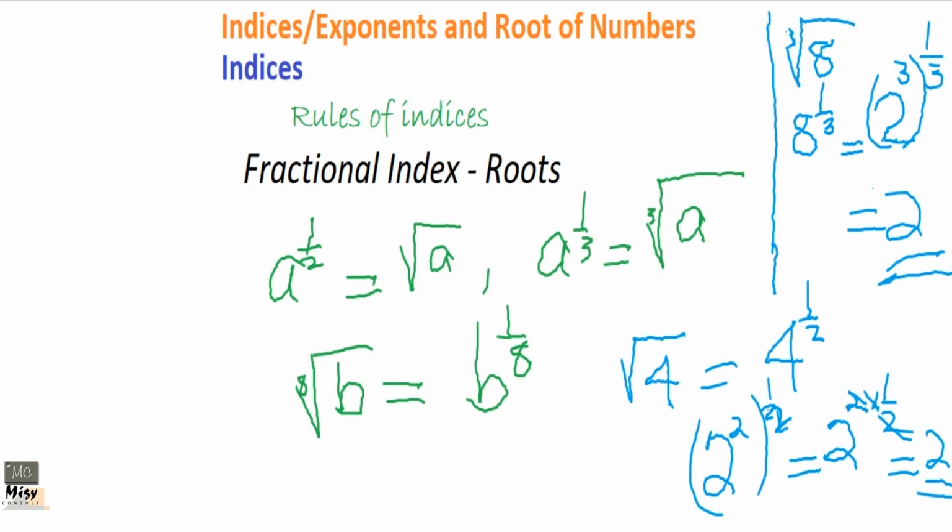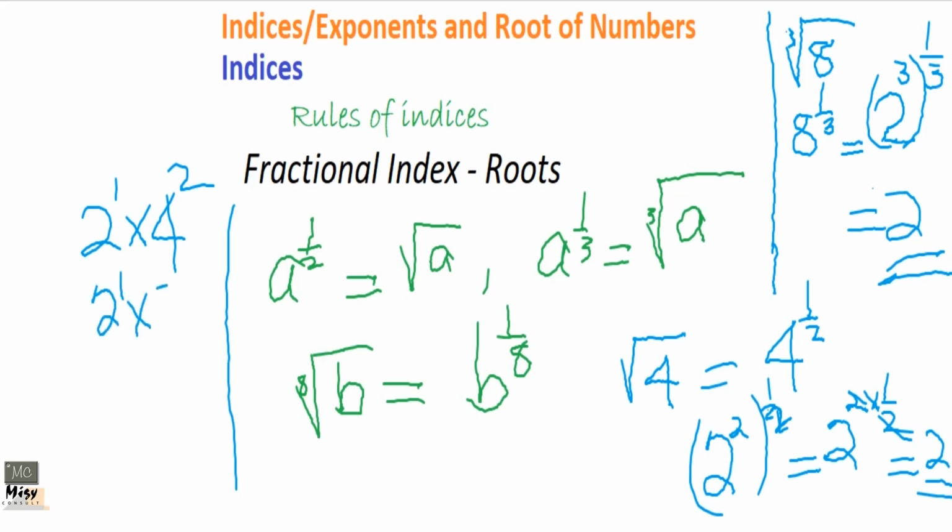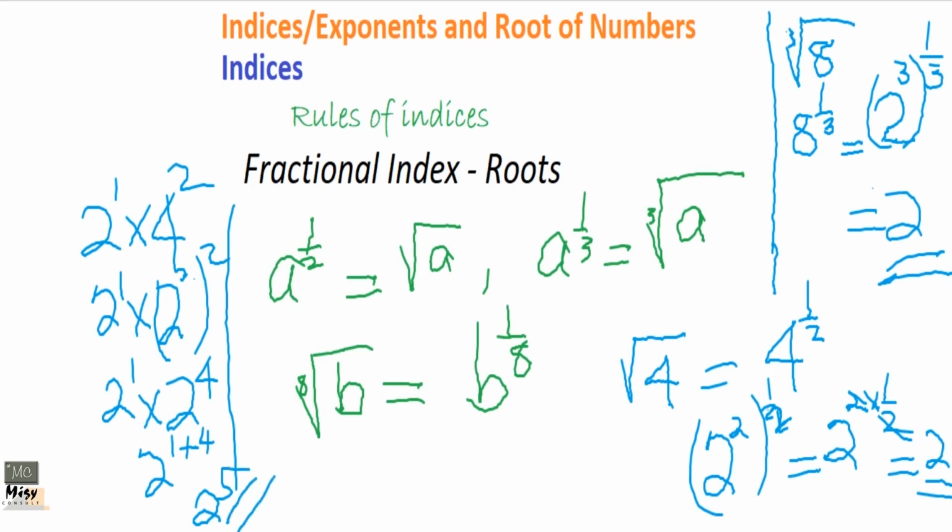So if you have a question like this, 2 raised to the power 1 times 4 raised to the power 2, you don't have the same index, you don't have the same base, so you cannot work except you change the base. So here we get 2 raised to the power 1 times what? 2 raised to the power 2 for the 4, but there is another 2 on top of it. So you're going to get 2 raised to the power 1 times 2 raised to the power 4. So that you can now say that 2 raised to the power 1 plus 4, which is 2 raised to the power 5. Okay, so sometimes you have to be changing the base.